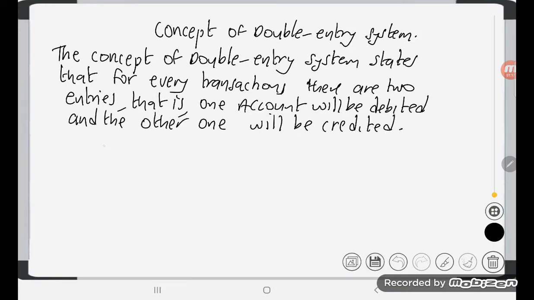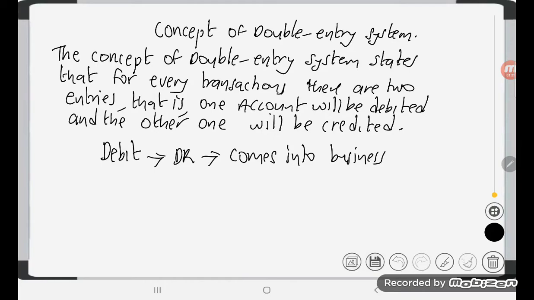So, debit, we can write down DR. We debit any item which comes into the business, and then CR means credit. We credit any item going out from the business.